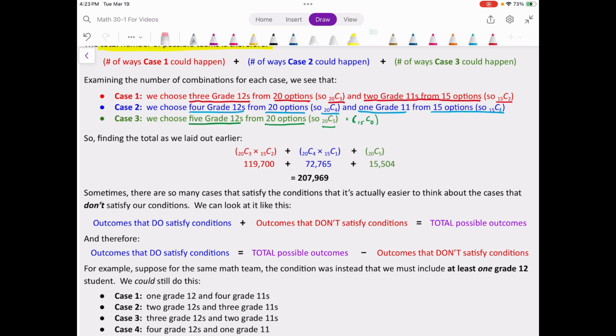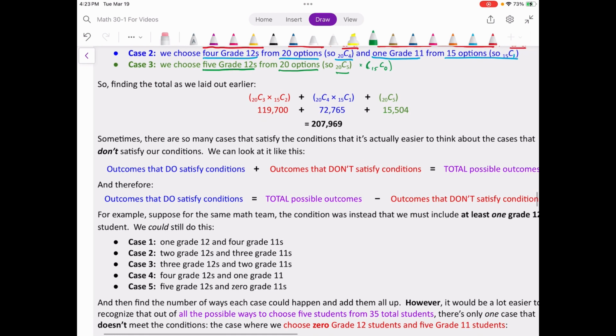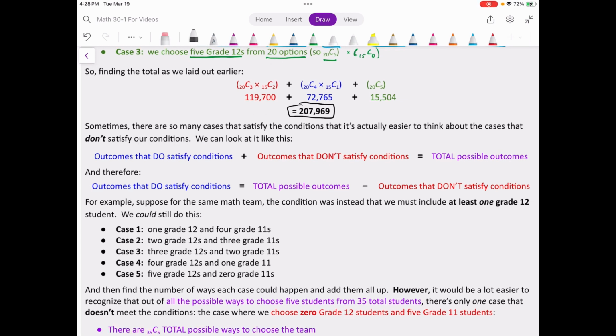And there are 15,504. So how many ways are there total then if we need to have at least 3? Well, how many ways can you have 3 plus how many ways can you have 4 plus how many ways can you have 5? And that gives us the total number of different teams that could be composed of at least 3 grade 12s. Now, sometimes there's so many cases, so many different ways we could satisfy our conditions that it actually becomes easier to think about the ones that don't satisfy our conditions.